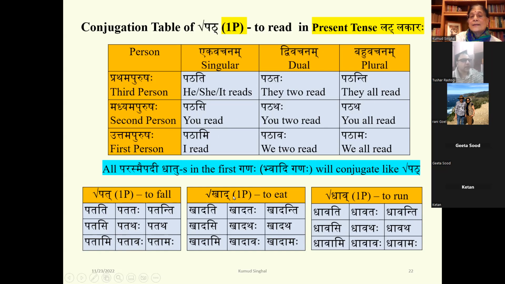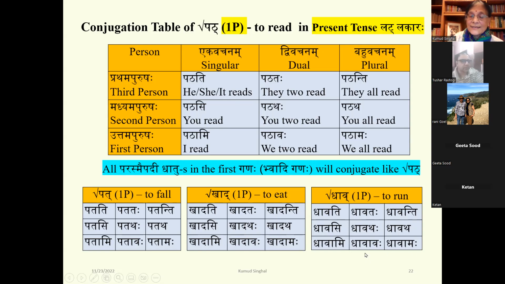Similarly, the dhatu khad, which is to eat: khadati, khadatah, khadanti, khadasi, khadathah, khadatha, khadami, khadavah, khadamah. The dhatu dhav, which is to run, again it will conjugate like the pat dhatu. Dhavati, dhavatah, dhavanti, dhavasi, dhavathah, dhavatha, dhavami, dhavavah, dhavamah.